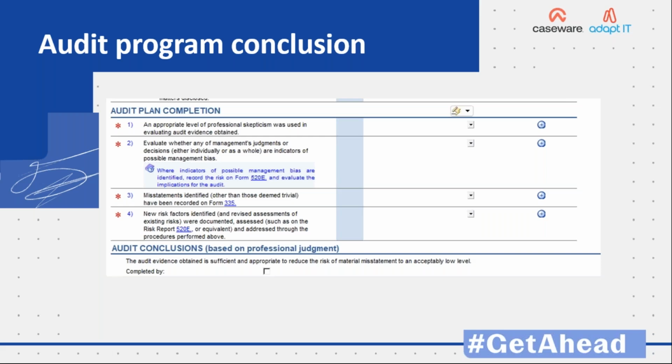You've done the evaluation whether any management's judgment or decisions, either individually or as a whole, are indicators of possible management bias. Misstatements identified other than those trivial. Remember, we've discussed what to do for those deemed trivial. Misstatements have been recorded in your journals of overs and unders. It's the document 335. Any new risk factors identified were documented, assessed, and addressed through the performance of procedures above.